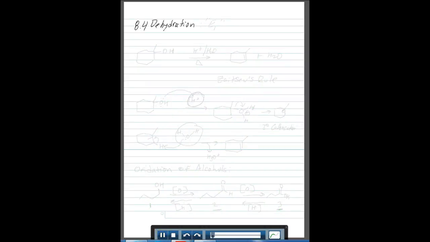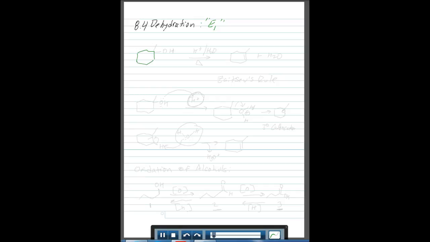All right, section 8.4 is a reaction with an alcohol. It actually forms an alkene. It's an elimination reaction. In fact, the mechanism is very similar to an E1 mechanism. I call it E1-like. You don't use an alkyl halide, you actually use an alcohol.